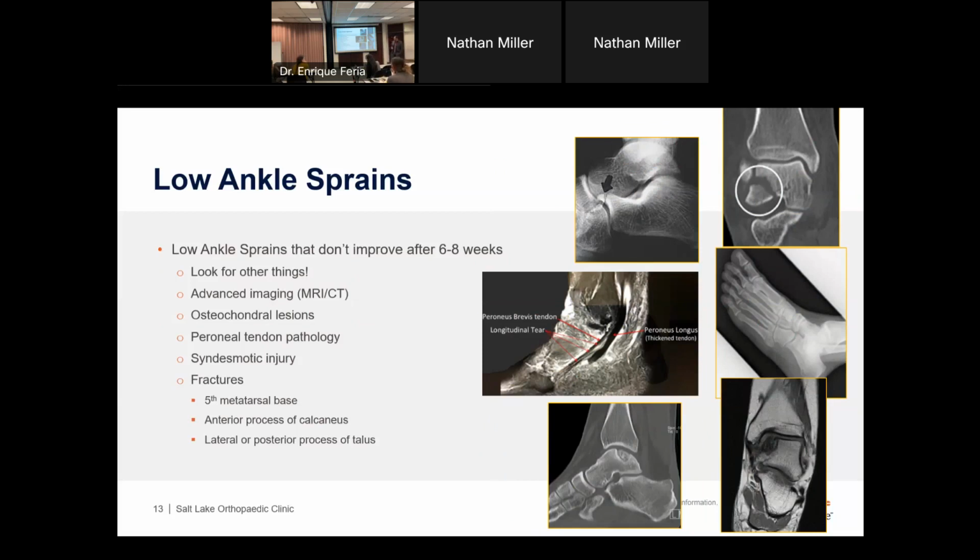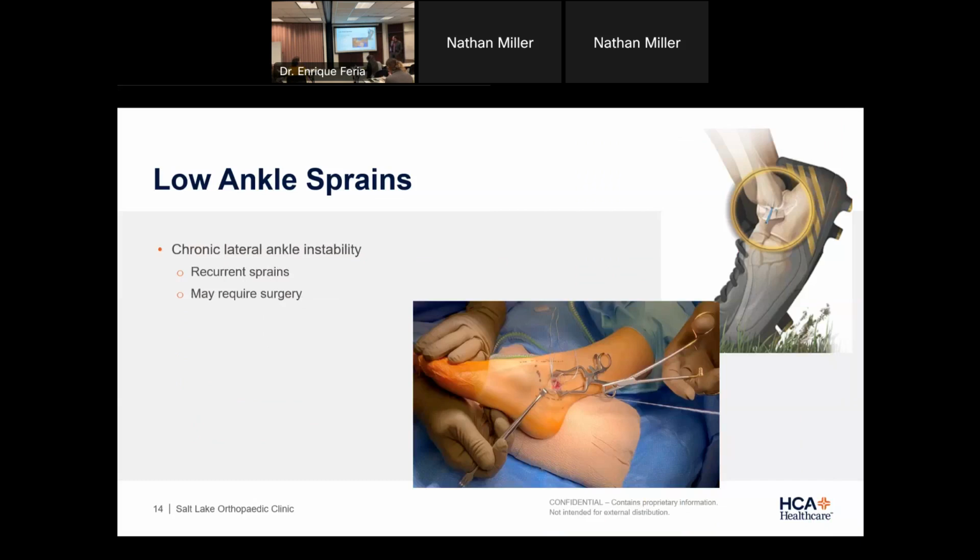If they're not getting better, it's important to keep in mind that you have to look for other things. If patients are still having pain, swelling, stiffness, then that's where getting advanced imaging like an MRI or CT can be helpful. And that helps you pick up some other things that can sometimes be missed initially. The list of things that I listed there are some of the most common things you can find in low ankle sprains that are just not getting better after 6 to 8 weeks. It can be injury to your cartilage, to tendons on the outside of your ankle, or a high ankle sprain too. Or you can even have missed fractures that you may not have picked up initially.